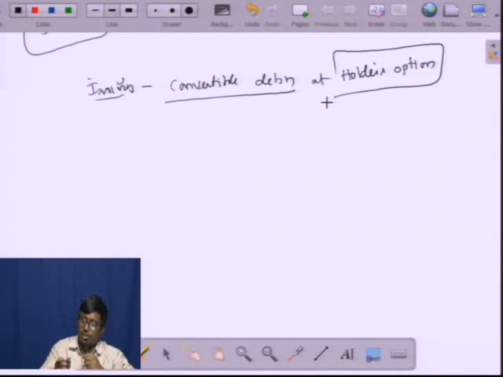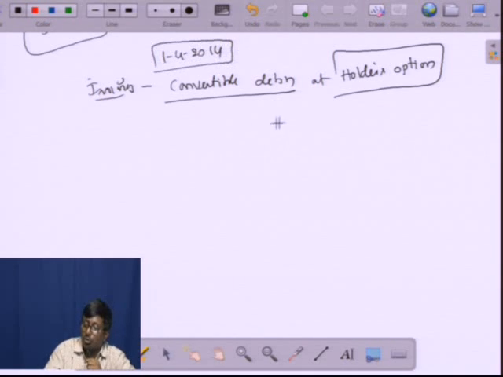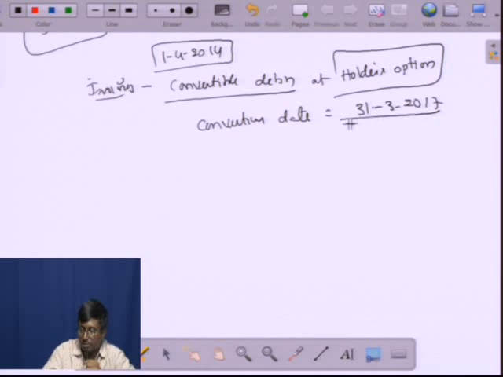Today I am issuing. Let us say on 1/4/2014 I am issuing. Conversion date, obviously a future date. Let us say 31st March 2017, let's say 3 years time. On that date it is going to be converted. But will it be converted automatically? No, at the option. That day we'll ask the debenture holder, would you like to take equity shares instead of cash? If he says yes, we'll give equity shares to him. It's fully in the hands of the option holder.